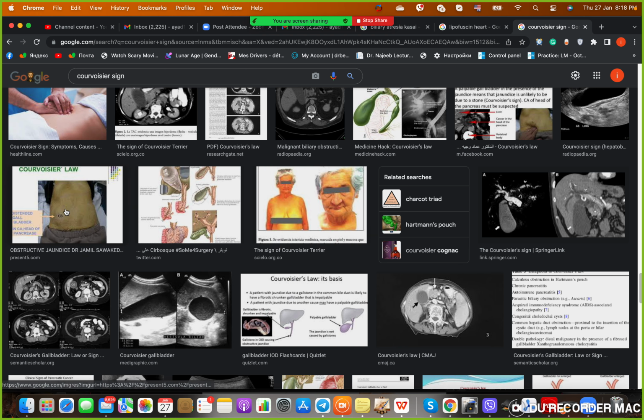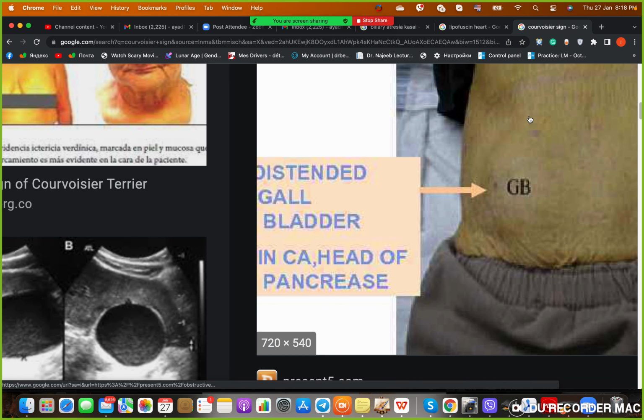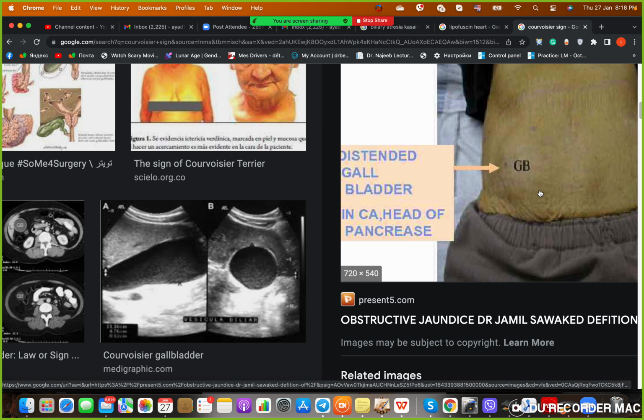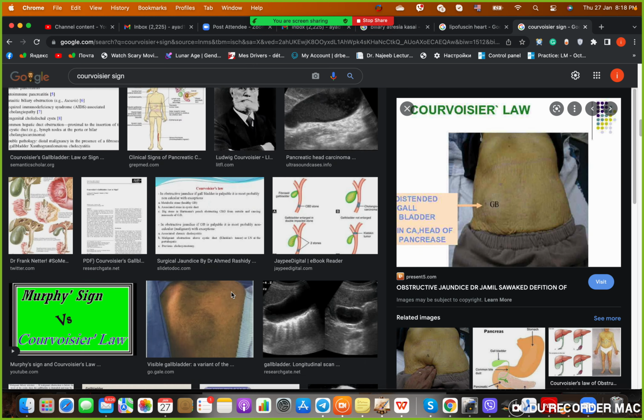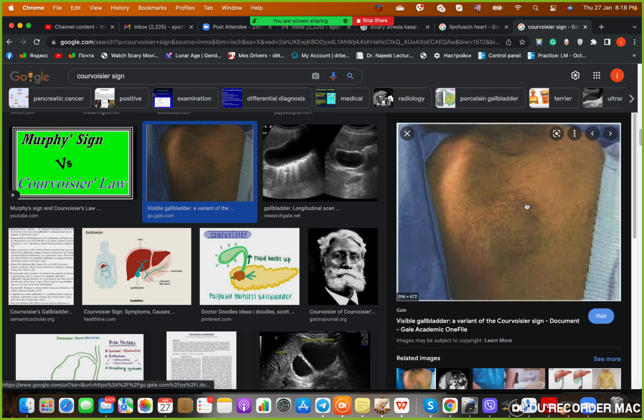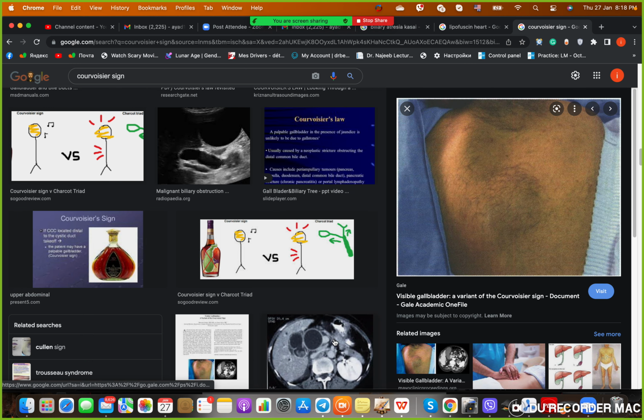Just a moment. Okay. Can you see this huge distention of his abdomen, this thing? This is his gallbladder. It's that big. Okay? It's huge. See? It's this big. Really, really big.